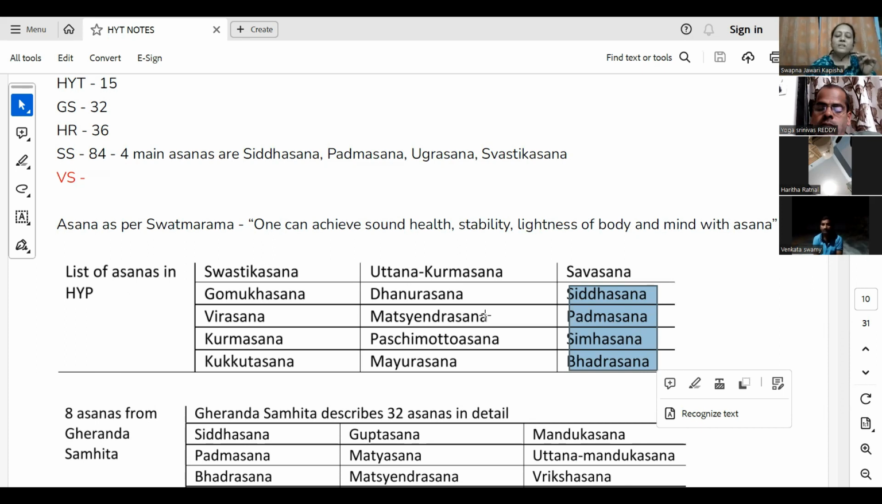Out of these 15 asanas, if a person is able to do these 4 asanas, Siddhasana, Padmasana, Simhasana, Bhadrasana, he is good enough. He is having good health. These 4 asanas, you have to remember: Siddhasana, Padmasana, Simhasana, and Bhadrasana. These 4 out of 15 are very much important. And again in these 4, the most important is Siddhasana.